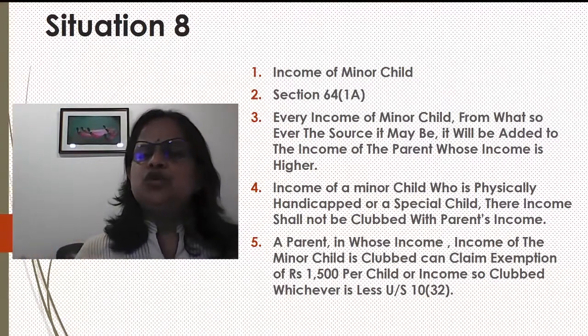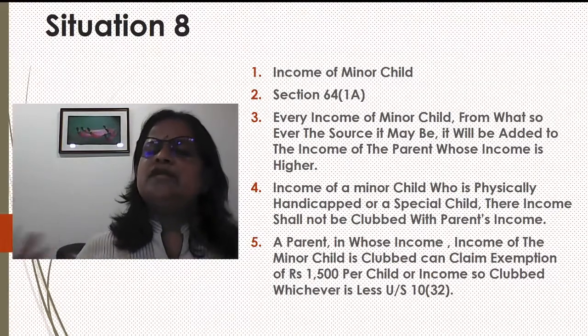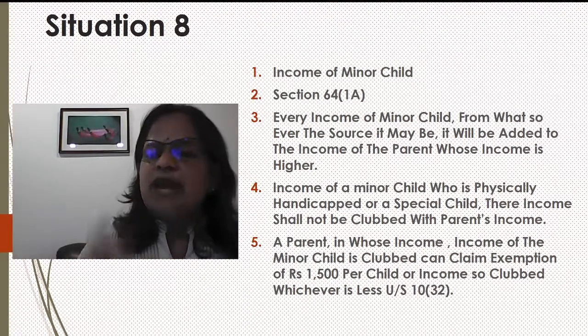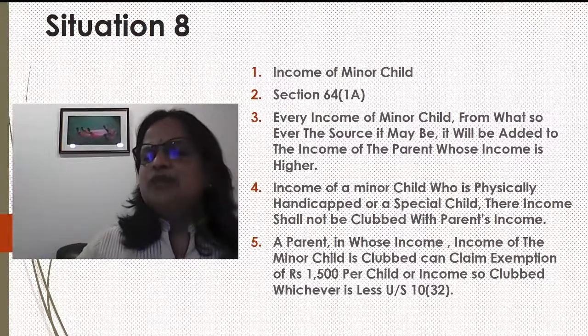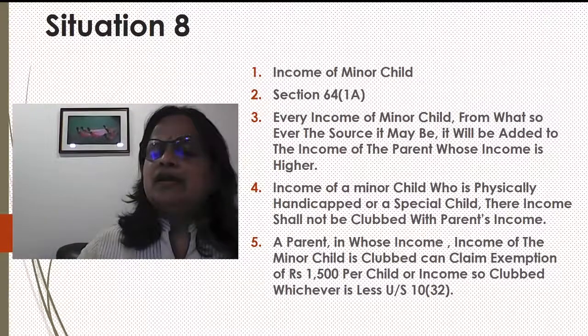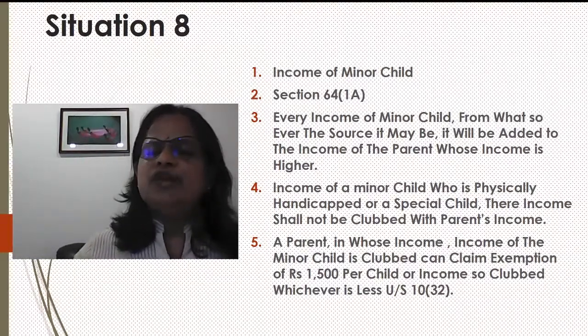I have seen once on YouTube, some kid, an 8-year-old, 9-year-old boy, has formed a company and he is the CEO of that company. He is earning so much income from YouTube. So it will be added to the income of the parent whose income is higher. In that case, if husband and wife are both working and have taxable income, whoever is getting the higher income, this minor's income will be added to the income of that parent.